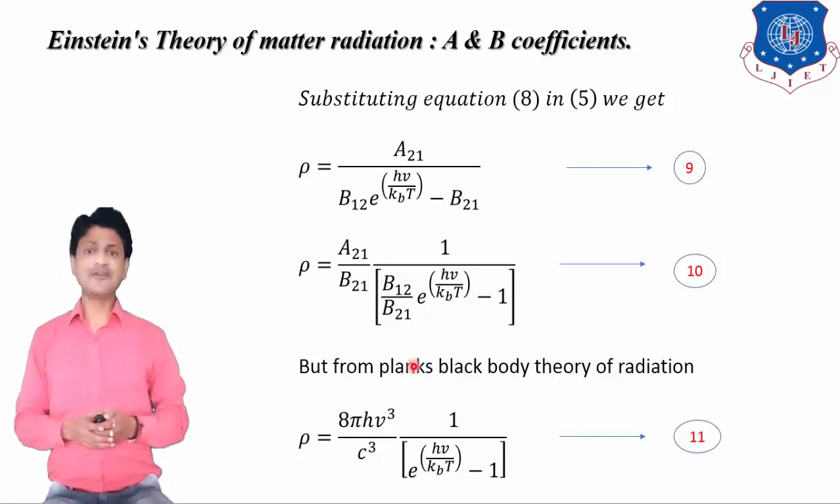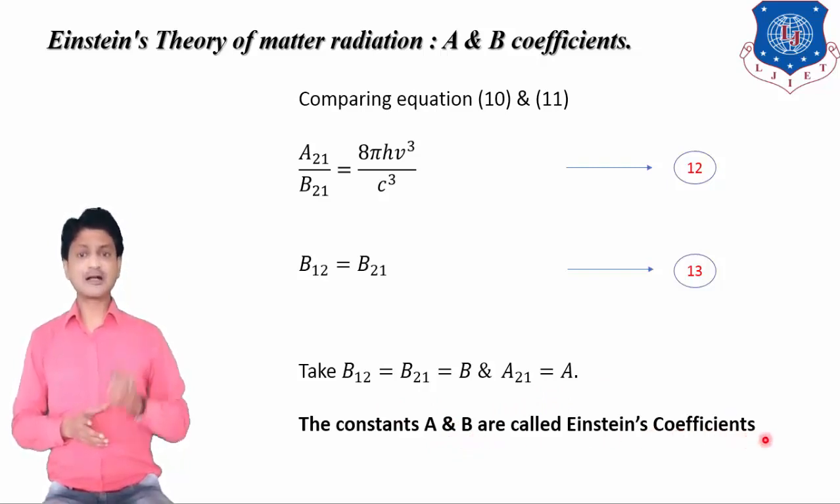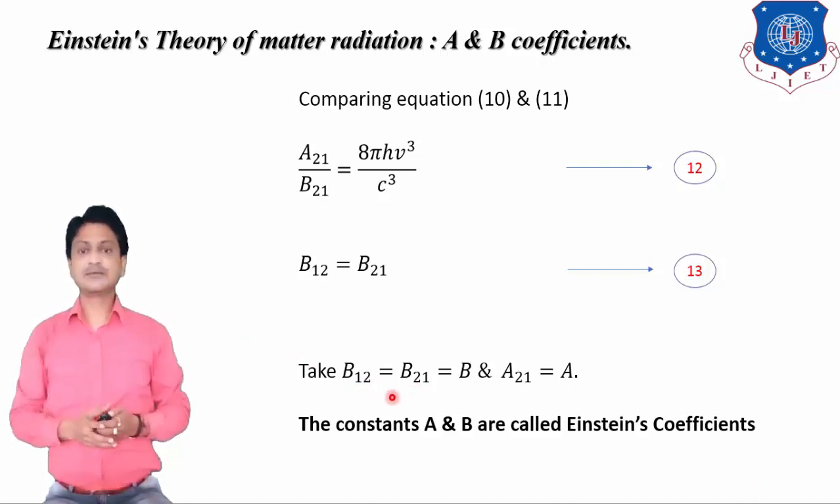So here, if we consider B12 equals B21 equals B, and A21 equals A, then the constants A and B are known as Einstein coefficients. Here B12 equals B21 confirms that the probability of absorption is equal to the probability of stimulated emission.